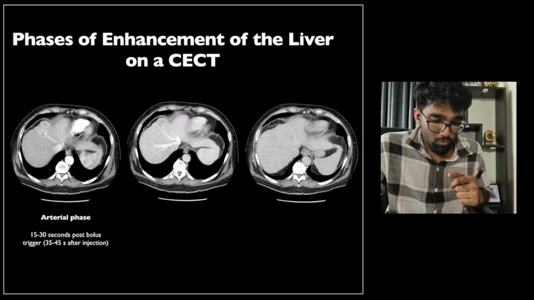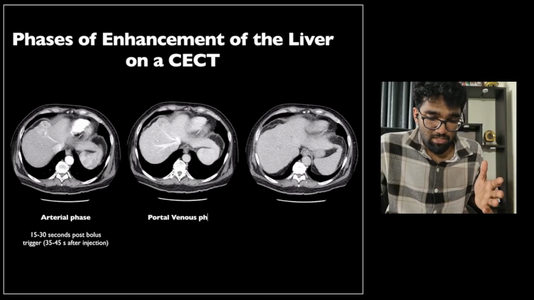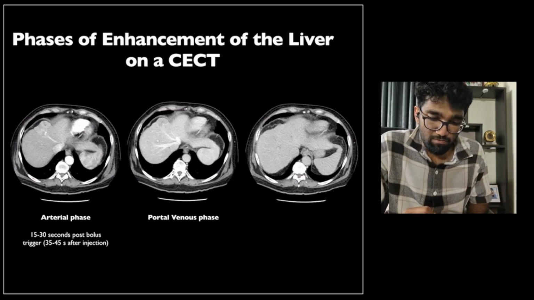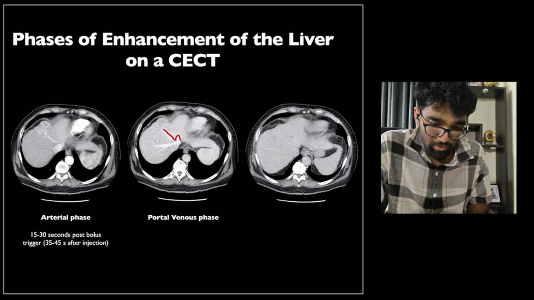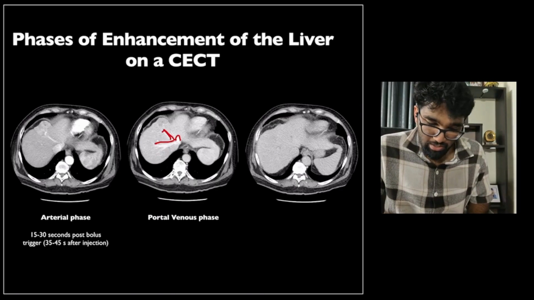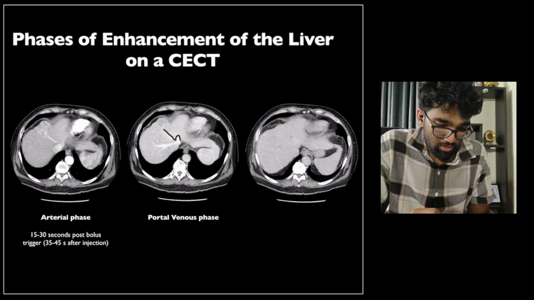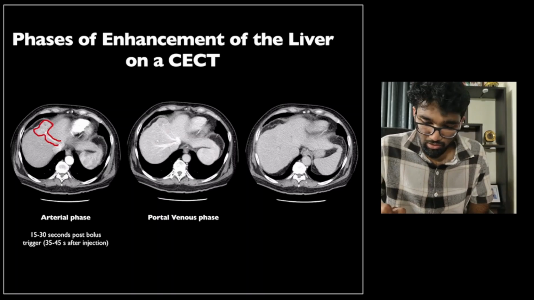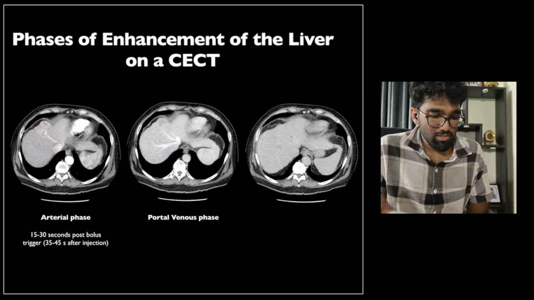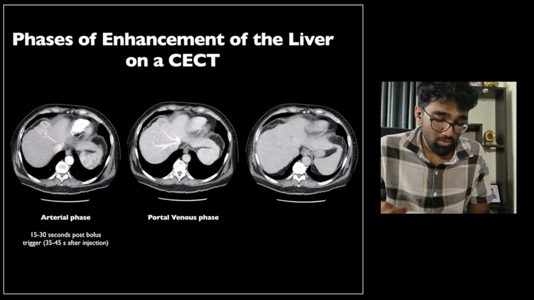Okay, so the second phase is the portal venous phase. Now, the portal venous phase is importantly different from the arterial phase, because here you can actually see the branches of the portal vein quite clearly. In the arterial phase, you can see that in this particular patient's liver, there is some kind of excessively enhancing structure here, and in fact here as well. So what this is actually is a hepatocellular carcinoma.